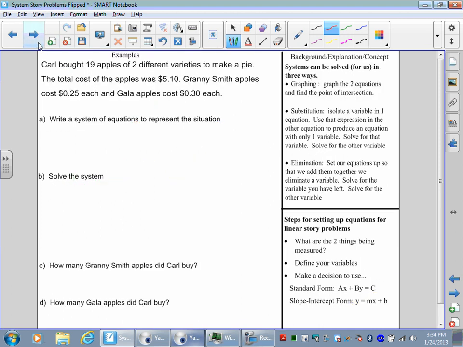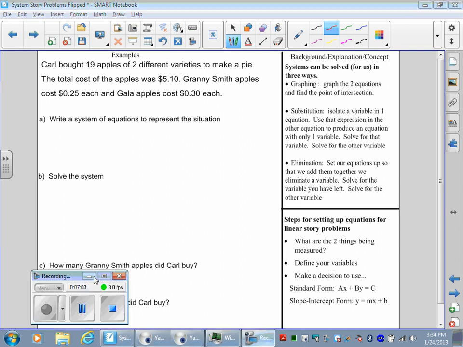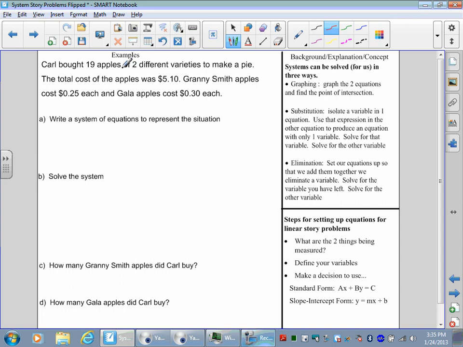Now, Carl bought 19 apples of 2 different varieties to make a pie. The total cost of the apples was $5.10. Granny Smith apples cost 25 cents each, and Gala apples cost 30 cents each. Again, write a system of equations to represent the situation.